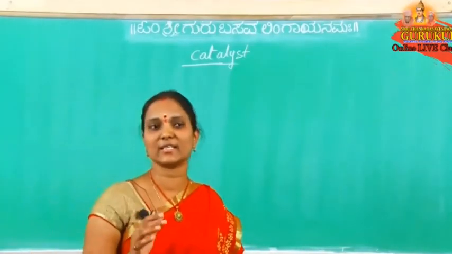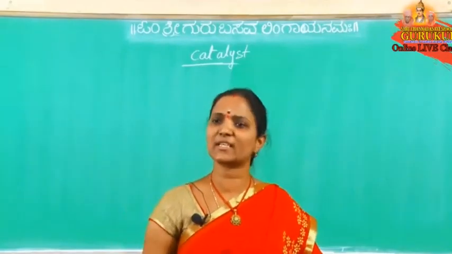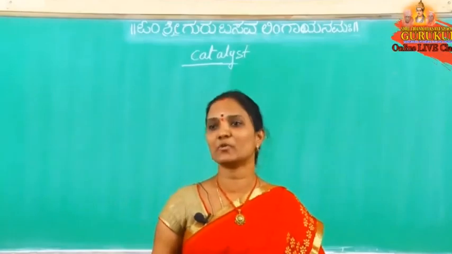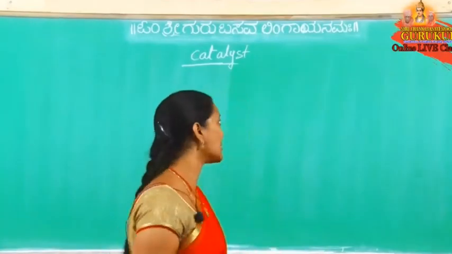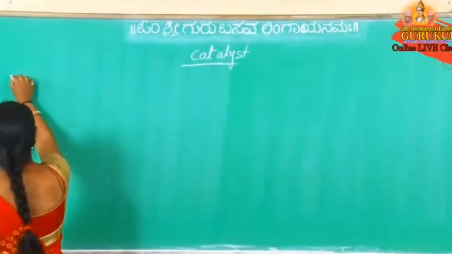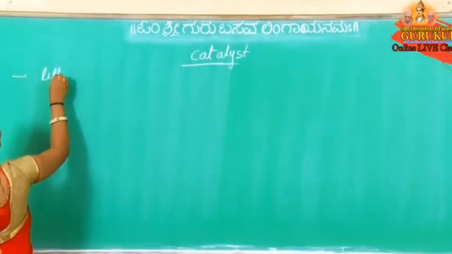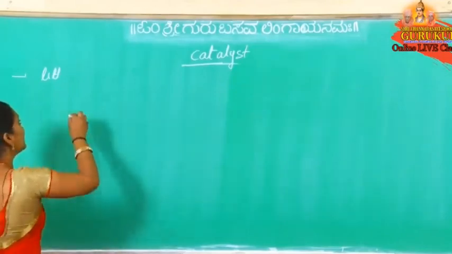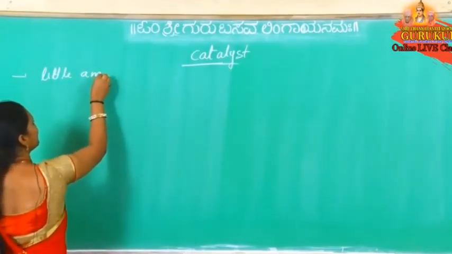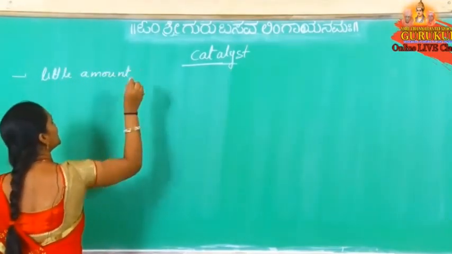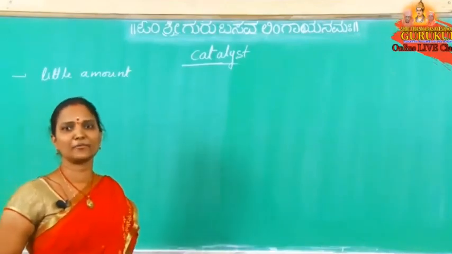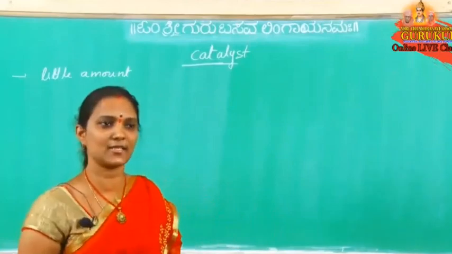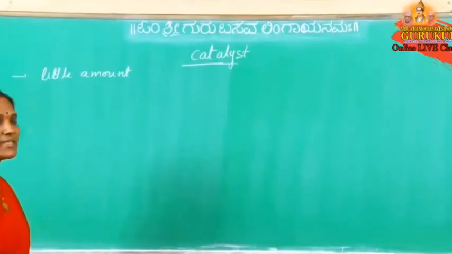Anyhow, a catalyst increases the rate of reaction, and sometimes decreases the rate of reaction also. So what are the characteristics of a catalyst? Should we add a little amount or more amount? The first one is actually the definition: it alters the rate of the reaction. Next, a little amount of catalyst is sufficient to alter the rate of reaction. No need to add more. A little amount added also alters the rate of reaction. So a little amount is enough.